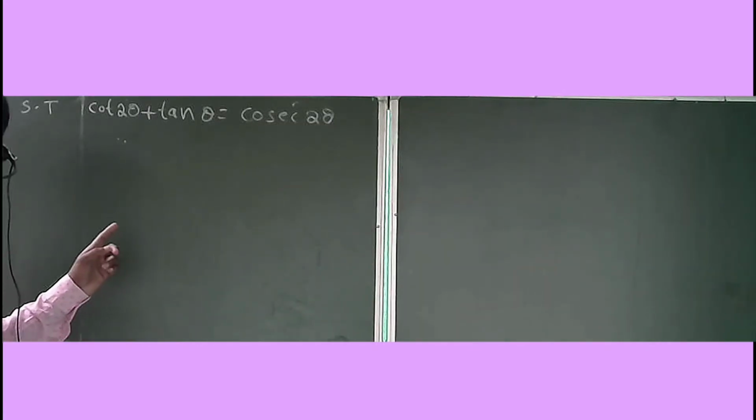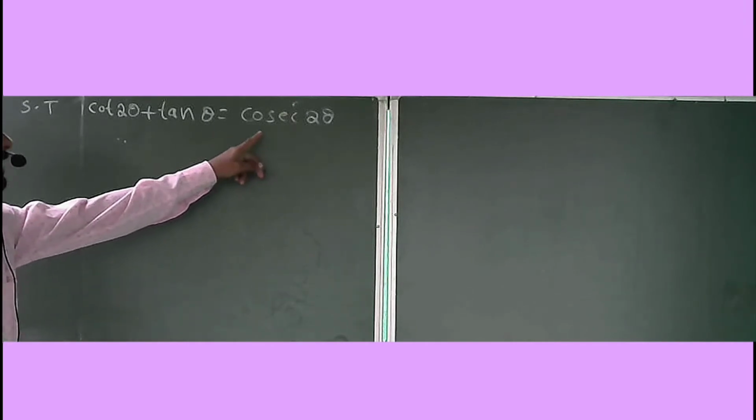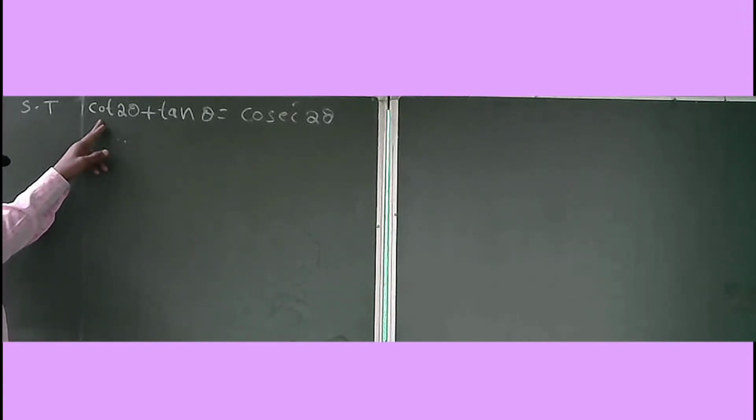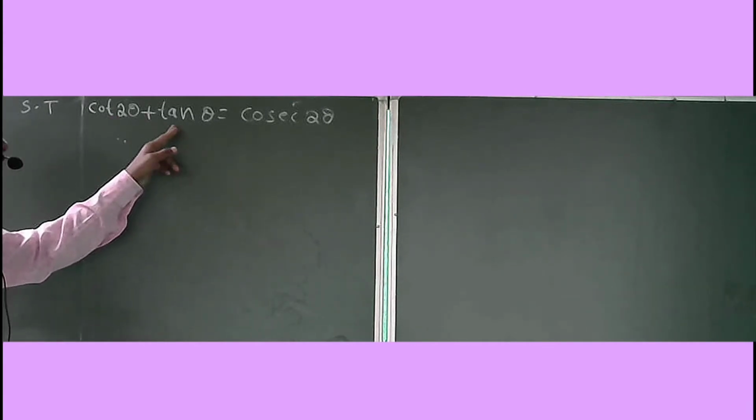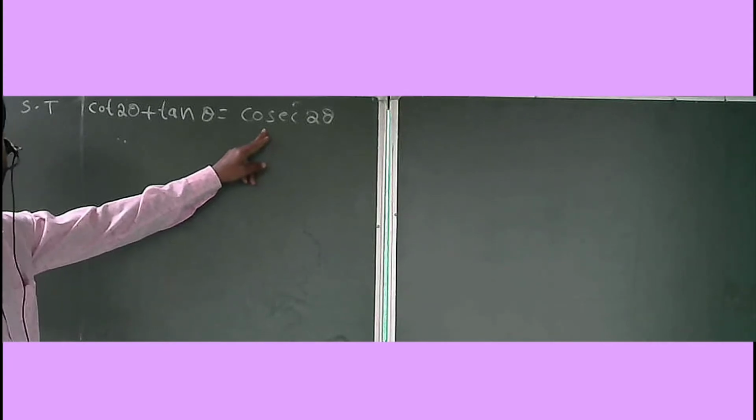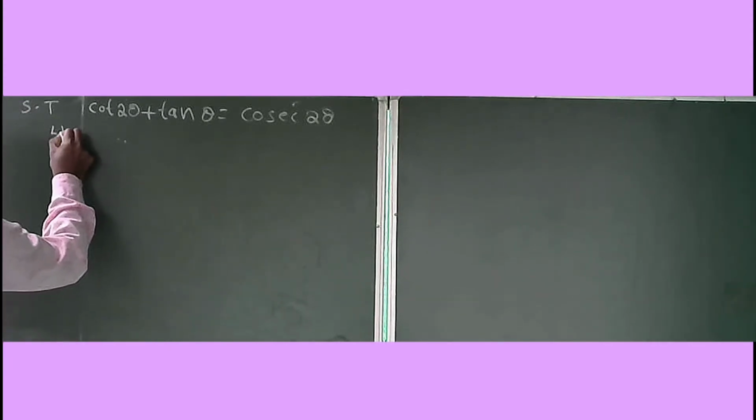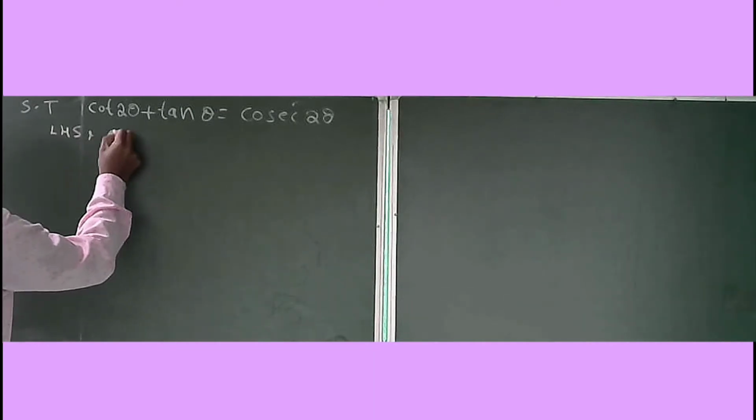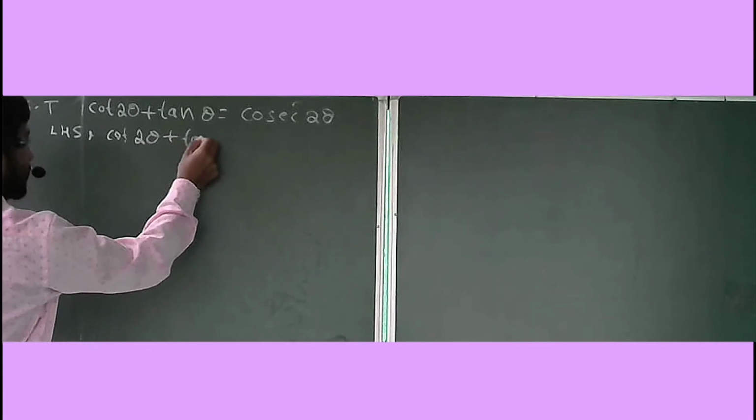See the first question. Prove that cot 2 theta plus tan theta is equal to cosecant 2 theta. The LHS, cot 2 theta plus tan theta, is given. Using this given data, you need to prove the RHS is equal to cosecant 2 theta. Consider the LHS. LHS is cot 2 theta plus tan theta.